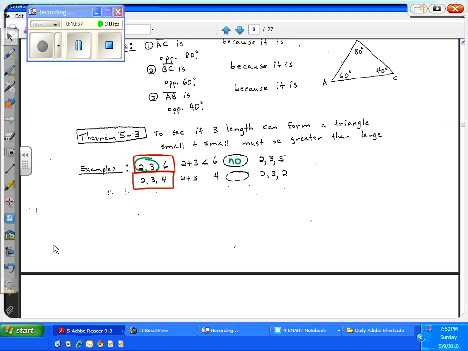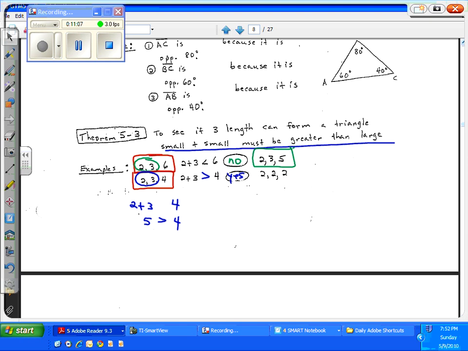What about this set of data? Could 2, 3, and 4 be the sides of a triangle? Well, to check it out, we add up the smaller two, 2 plus 3. Compare it to the larger. The sum of the smaller two is greater than the larger. Small plus small is greater than large. So yes, these numbers could be the sides of a triangle. 2 plus 3 was greater than 4. Therefore, yes, it could be a triangle.